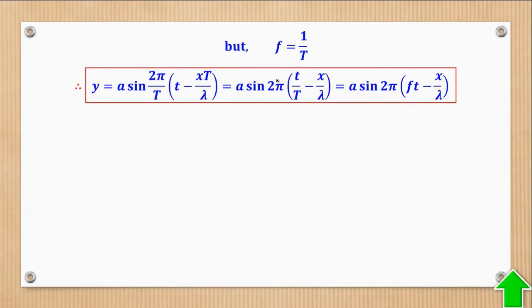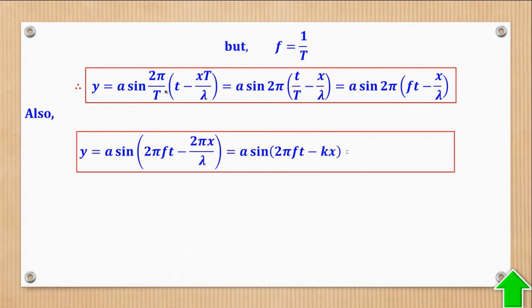Now, what is the third way? A third way is remembering that 1 over T is f. Therefore, where there is this 1 over T, I'll replace it with f to give you the third expression of a progressive wave. Now, all these expressions we are getting are vital, as we shall see when we begin doing the worked examples.